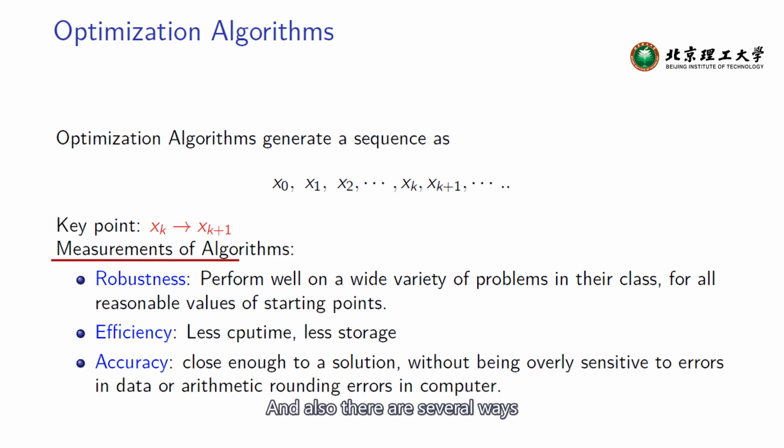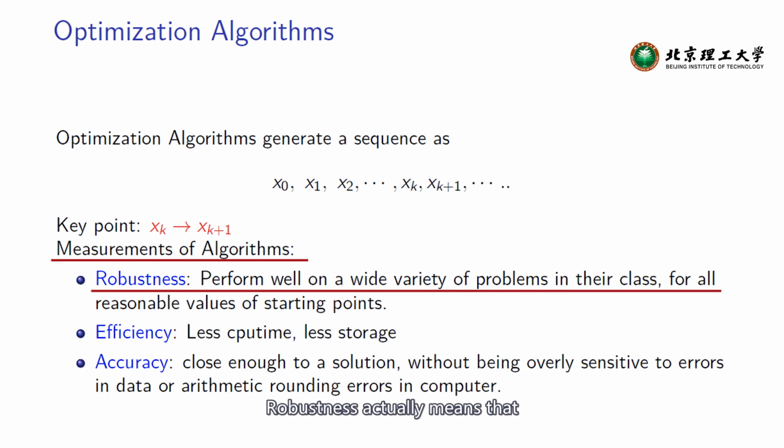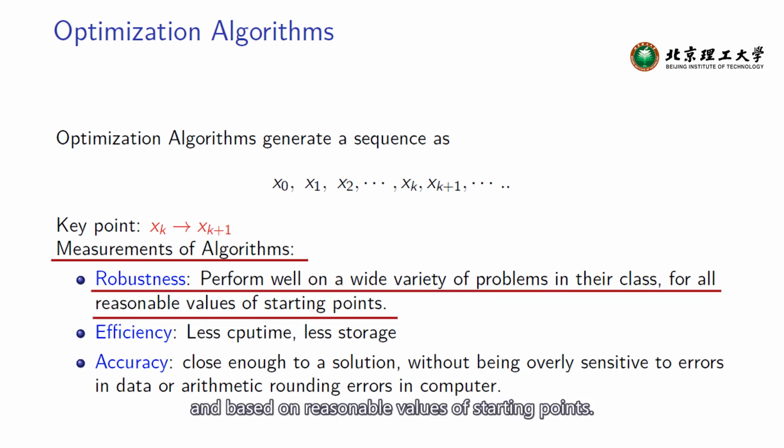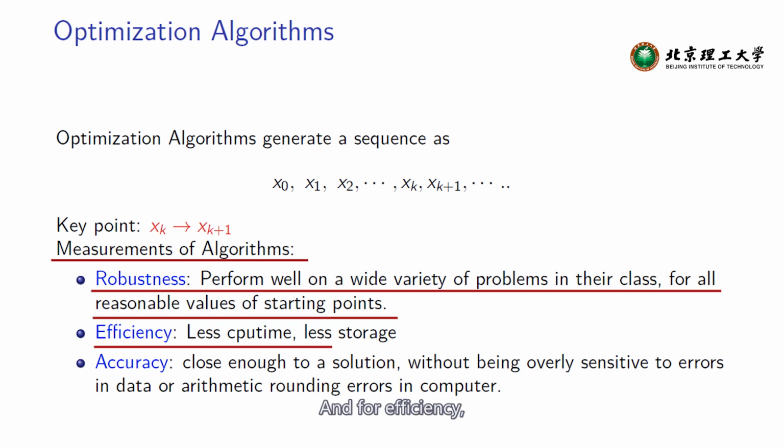And also there are several ways to measure algorithms. The first one is robustness. Robustness means whether the algorithm performs well on a variety of problems and with reasonable values of starting points. If an algorithm can be applied to a large number of problems and can also be started from many initial points, then it can be viewed as robust. Otherwise, it is not that robust. And efficiency means that the algorithm takes less CPU time and also less memory, because CPU time and memory are valuable resources in the computational aspect.